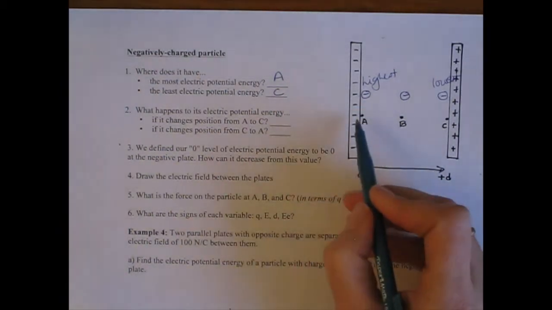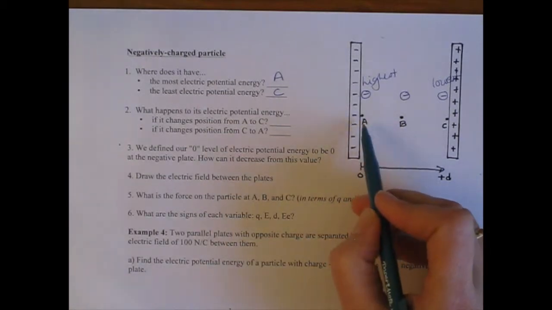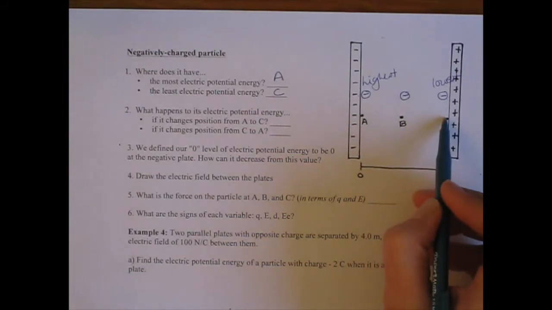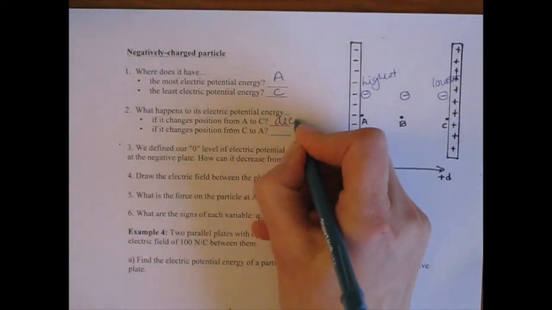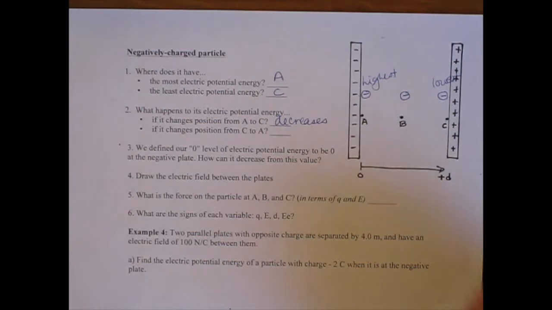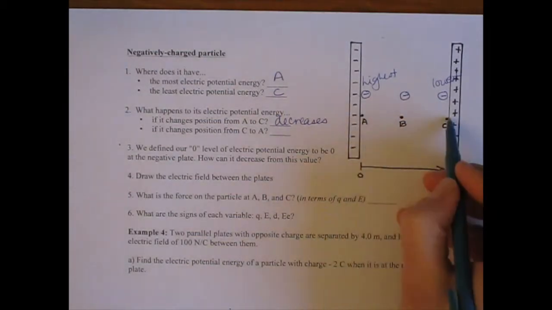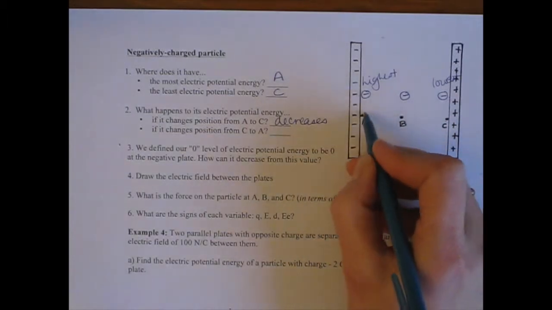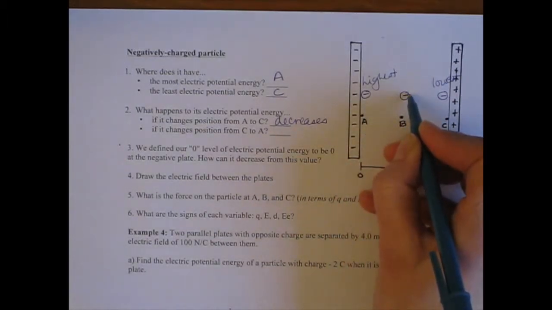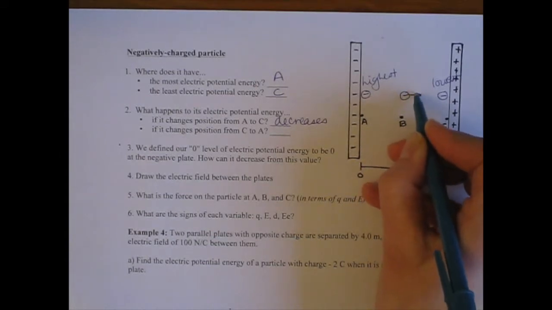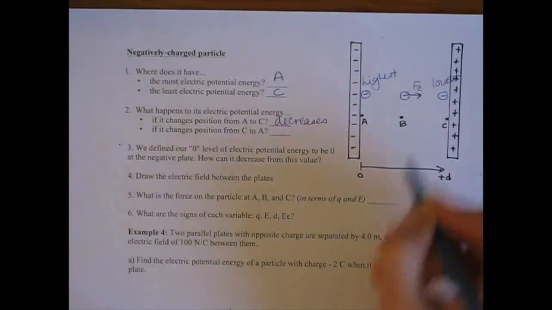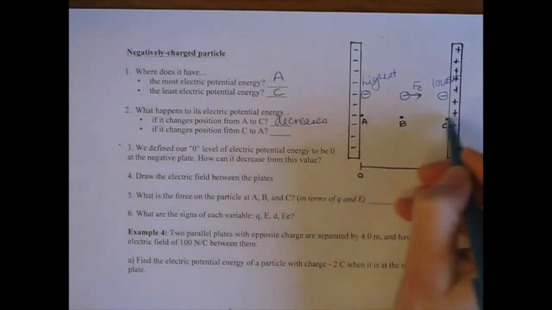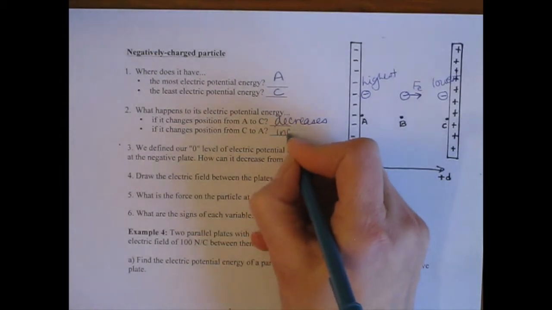So what happens to its electric potential energy if it changes position from A to C? Then it's going from a high value to a low value. So it's decreasing. What if it changes position from C to A? Well, you can see that's going to take some effort, right? Because it's naturally being pushed this way. That's the direction of the force on it. So you're going to have to do some work, exert a force, to push it over here. And that's going to increase its electric potential energy.